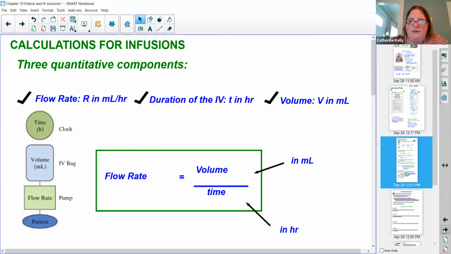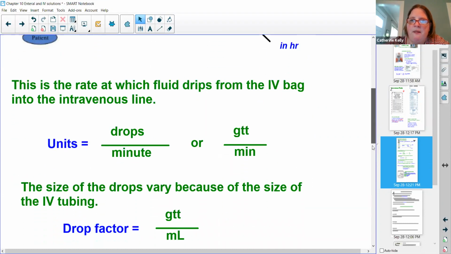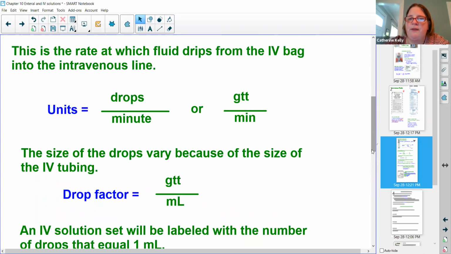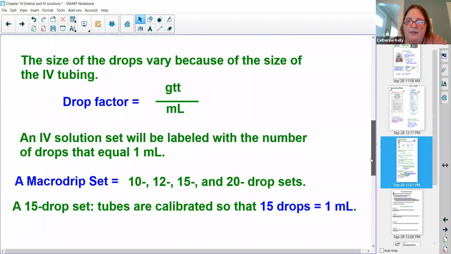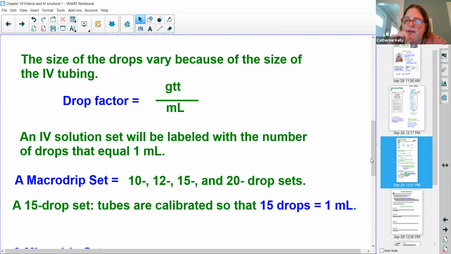Calculations for infusions. So there's a flow rate. It's going to be in milliliters per hour. The duration of the time for the IV is going to be an hour, and the volume is going to be in milliliters. So it'll be milliliters per hour that is your flow rate. This is the rate at which fluid drips from the IV bag into the IV line. So the units are going to be in drops per minute, or GTT per minute. The size of the drops varies because of the size of the rubber tubing. So there are different tubing sizes, and the different tubing sizes tell you how many drops per milliliter of total solution will go into your patient's body.